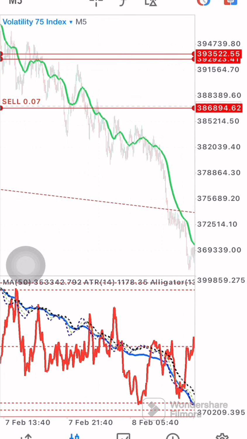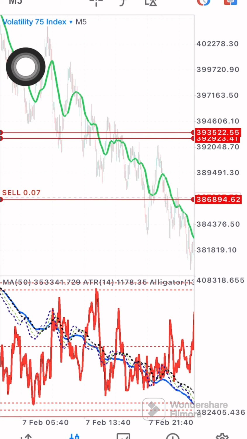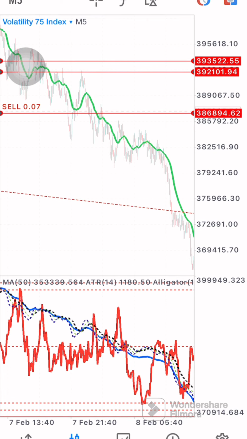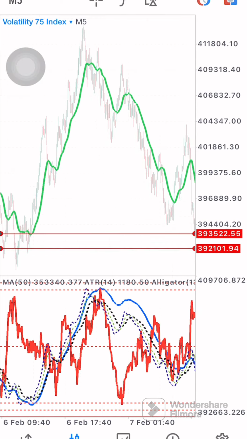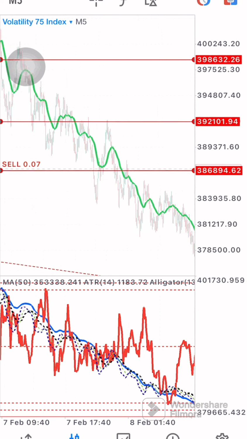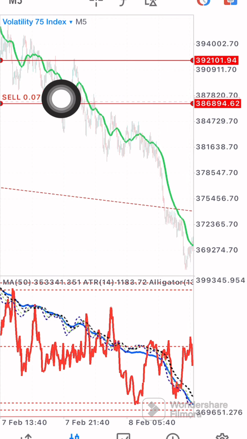These are the levels I have taken. This is the level I have circled. And you can see, this is where we get our entry. It's an area we get our entry from. This is it. So you see, this is a confirmation.